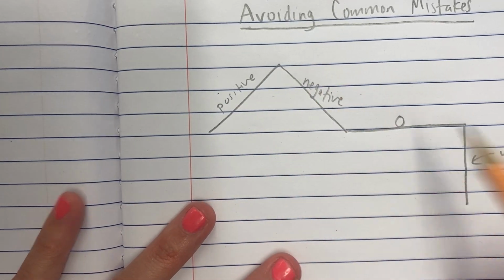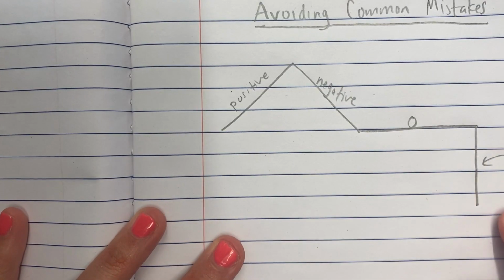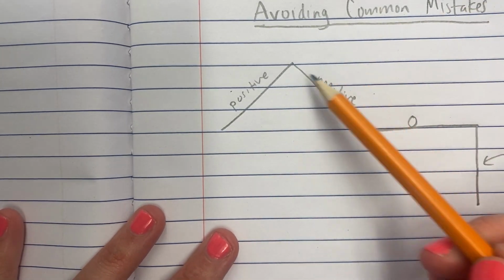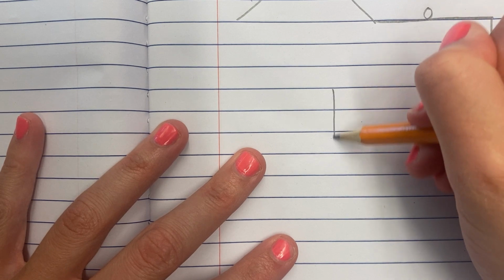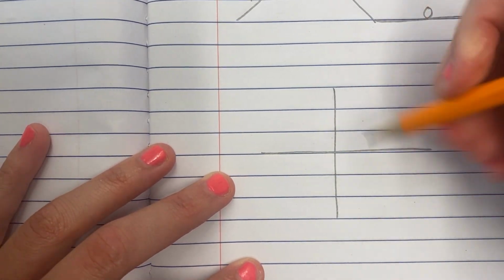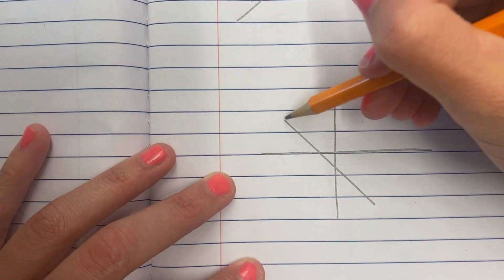But this is the big thing that we're seeing in terms of mistakes on this. So first of all, if you just see a line, you should look at this line and be like, I know that's positive. I know this is negative. And where we're seeing the mistakes most commonly is here. So let's say this is your graph, and it looks like this.